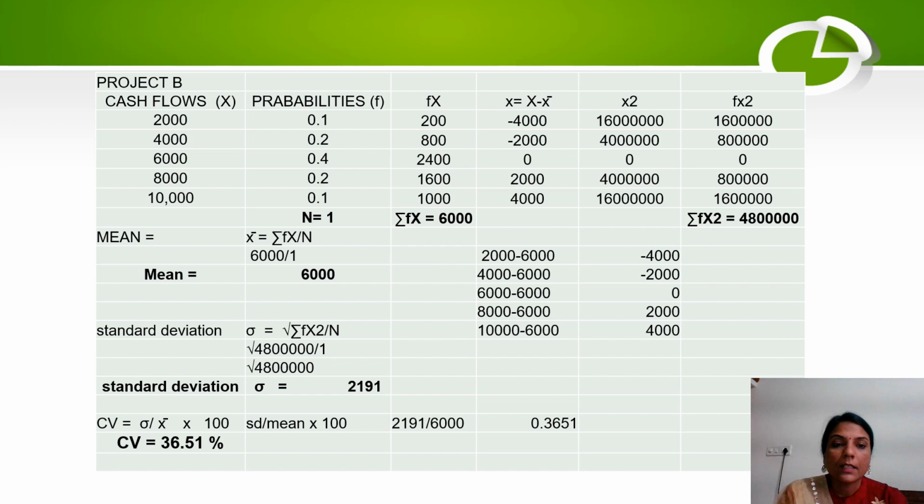Now we will calculate for project B. The same process we will follow. First we calculate the mean, then subtract the cash flows from the mean values. Here the mean cash inflow is 6000. We have calculated the standard deviation as 2191, and the CV value with the same formula. Exactly the same process we followed for project A should be followed for project B as well. So we have calculated.